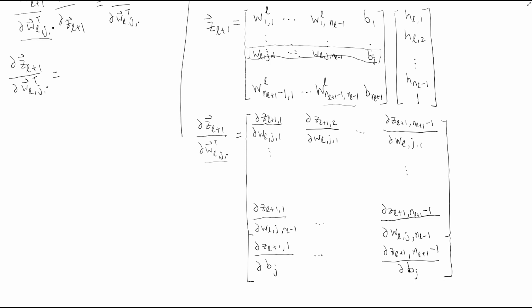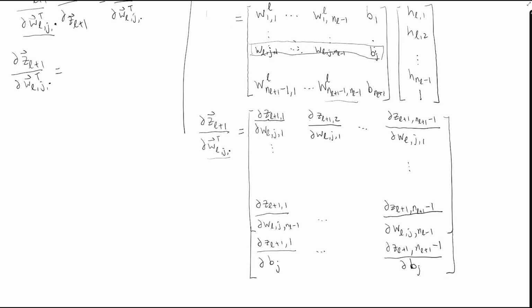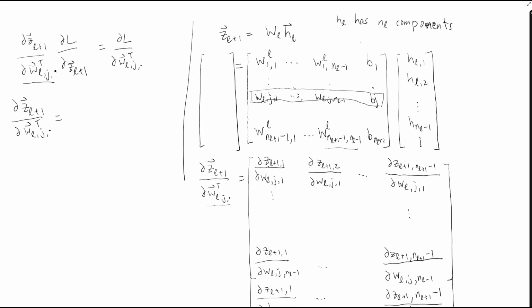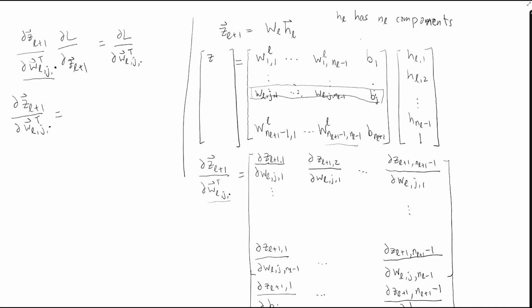So it will turn out that most of these are going to be zeros. To see that, let's rewrite this part. Let's write out the full Z over here on the left-hand side. So this is actually going to be Z_{L+1,1}, the first component, Z_{L+1,2}, and then all the way down to Z_{L+1,J}. That's the jth row. And then eventually it goes all the way down to Z_{L+1, N_{L+1}-1}.